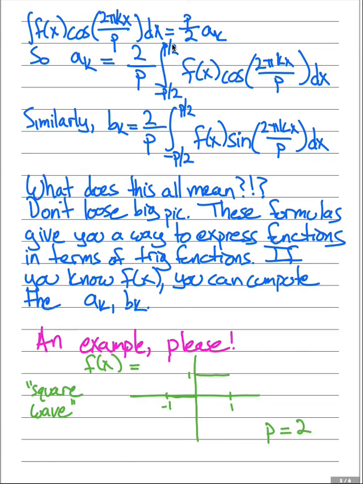For a sub 1, you would substitute k equals 1. You'd perform this integral. You'd get out a number. That would be a sub 1. Then you would do the same thing for k equals 2. You'd find a sub 2, and so on.